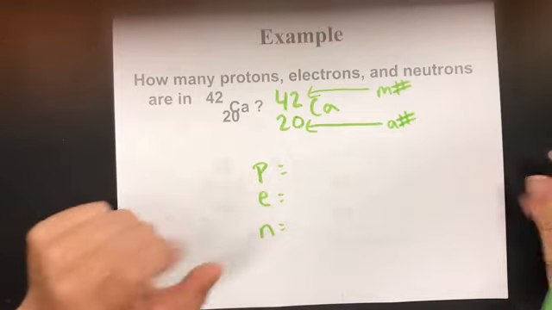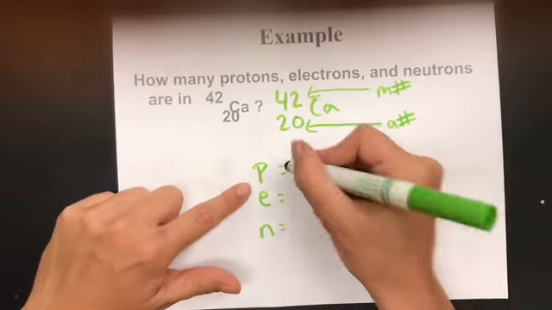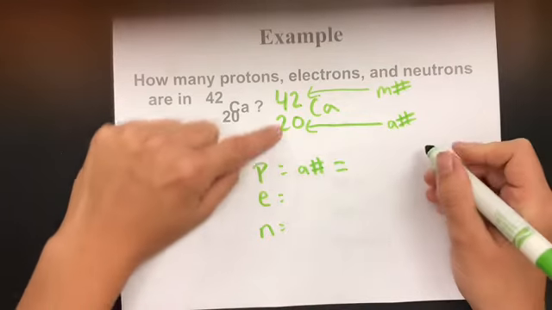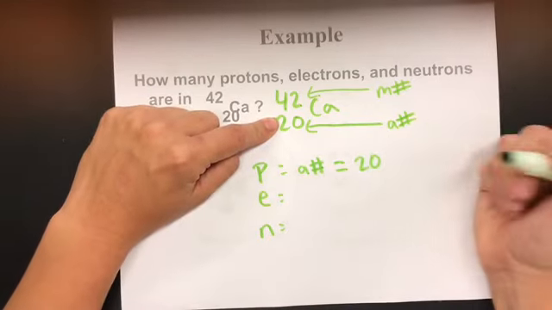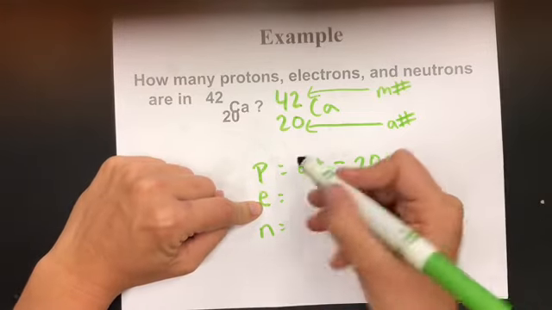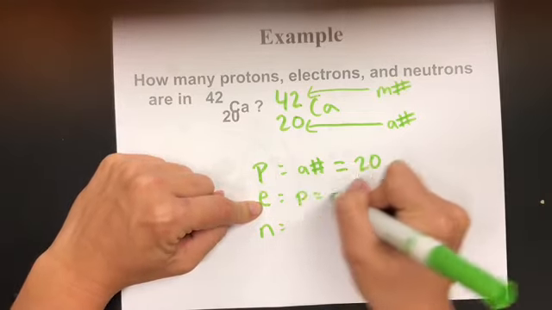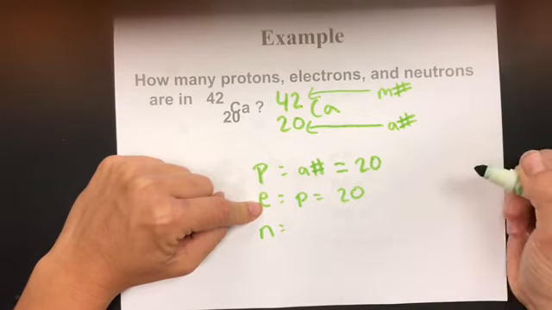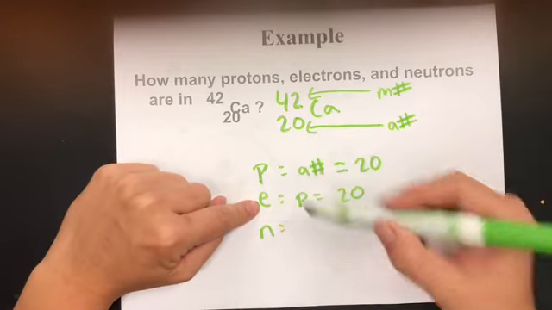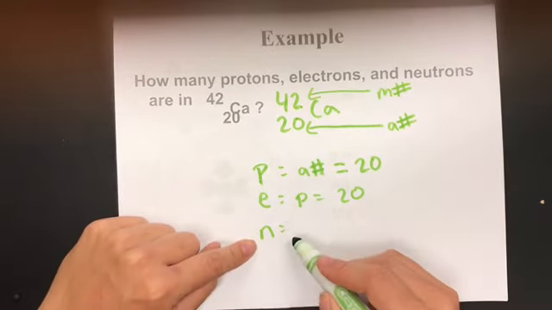Protons, let's look at these. Protons, how do you figure that out? Protons is the atomic number. So if protons equals the atomic number, then you know it is 20. Electrons, all we're dealing with right now are neutral atoms, so it is also going to be 20 because APE MAN, okay? Atomic number is protons and electrons. Neutrons, this is going to be the hard one.